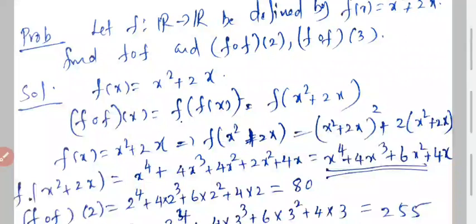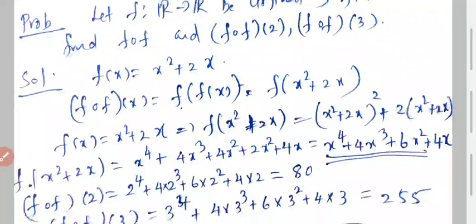Hence you can find f of 2, f of 3. So these are the values. f of 2 is equal to 80 and f of 3 is equal to 255.